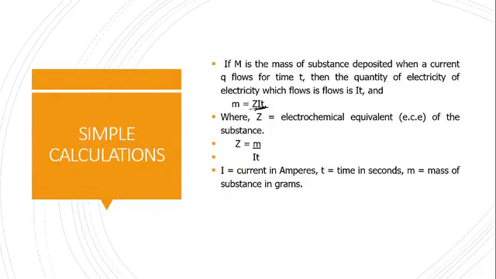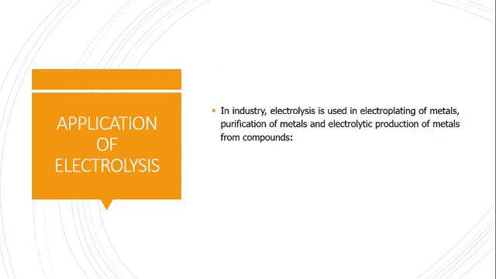So these are some simple calculations that we have to carry out when it comes to calculating the electrochemical equivalent of substances, using Z = M / (I × T), where I is the current in amperes, M is the mass of the substance, and T is the time taken, while Z is the electrochemical equivalent of the substance.